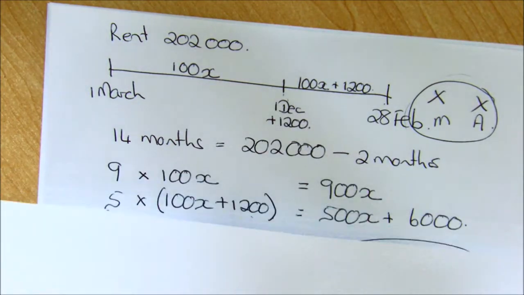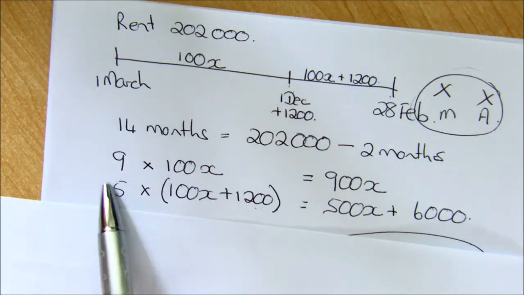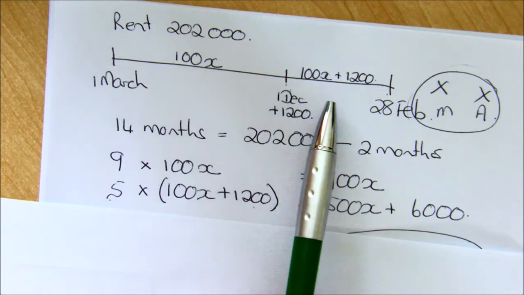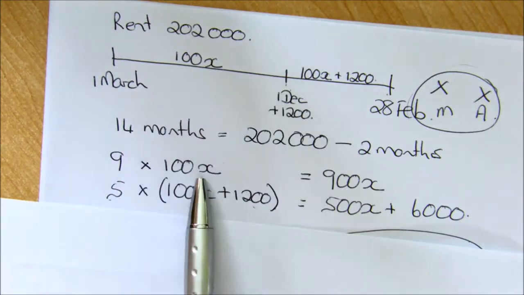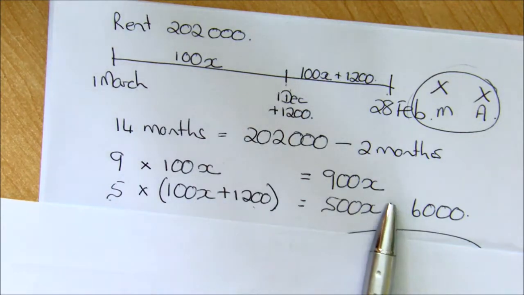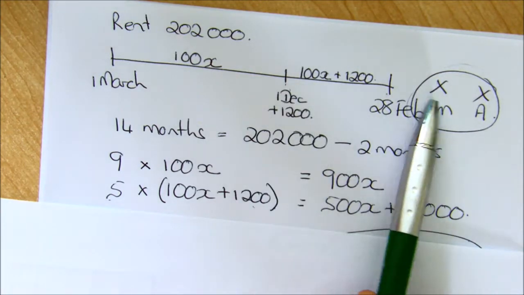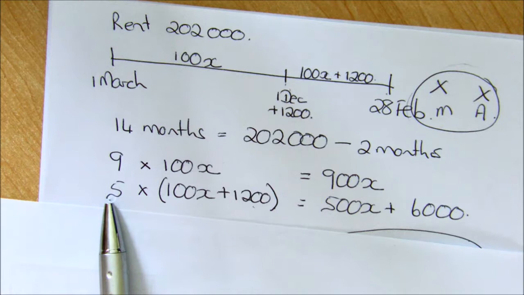So if we make a math sum here now, we're going to have 9 months, because from the 1st of March to the 1st of December, there was 9 months at 100 x's. So that's a total of 900 x's. Then for the next 3 months, plus the 2 extra months, was 5 months.